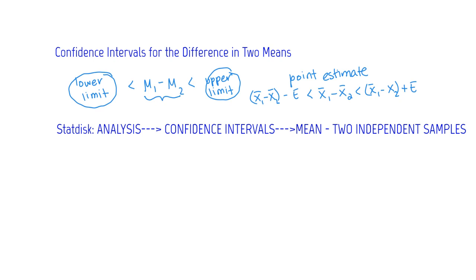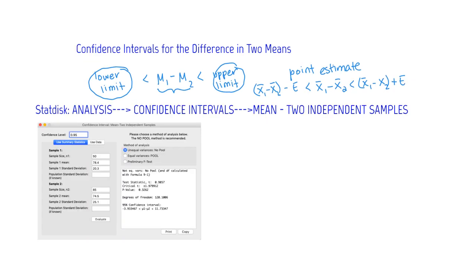So in Statistic, you're going to go to Analysis, Confidence Intervals, and then Mean 2 independent samples and input your data. So here's a screenshot of what that looks like. I went ahead and put into Statistic the data from our problem where we were testing the difference between our on-ground and our online statistics students. Same sample of size 50 from our first population with the same sample mean and standard deviation. And then our second population, which was my online students, and our sample mean and our sample standard deviation.